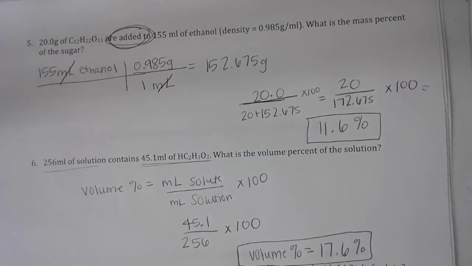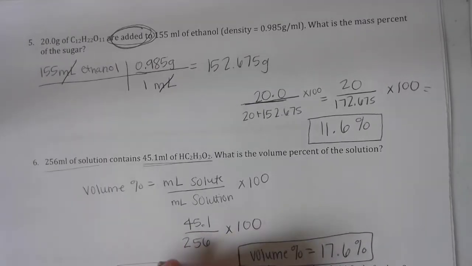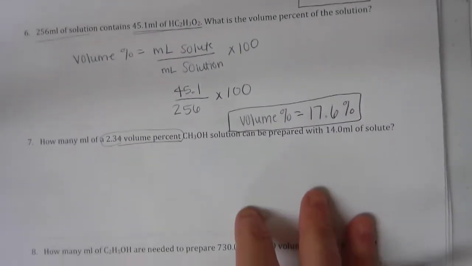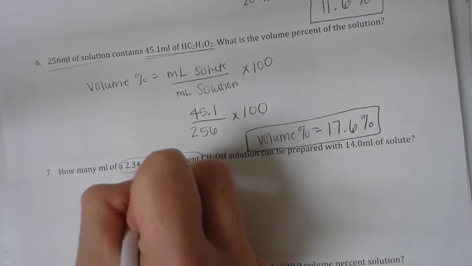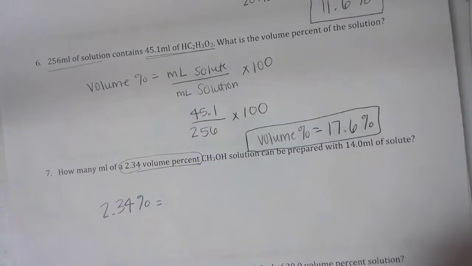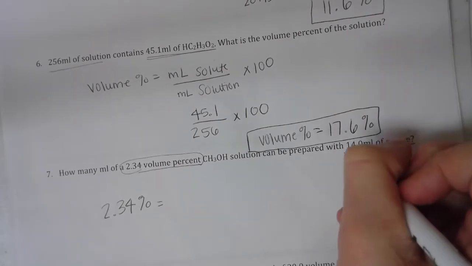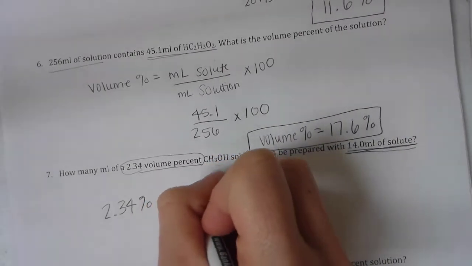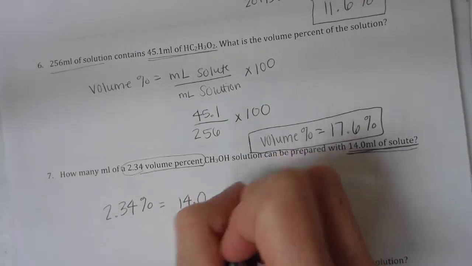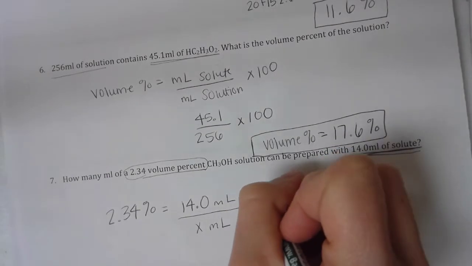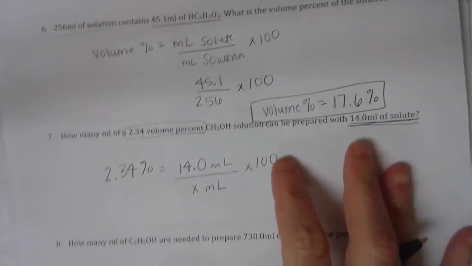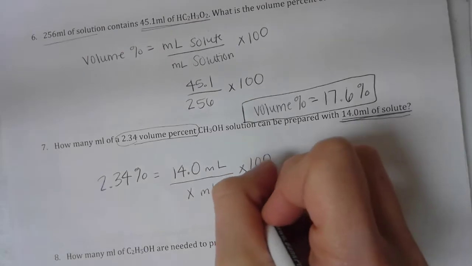Alright, so the next one, same formula, we see volume percent, but this time they actually give me the volume percent. So I'm going to plug that in for number 7. We have 2.34% equals 14.0, which is my solute, so that goes on top, and I'm looking for my milliliters of solution. Remember that it's times 100 over here, so to get rid of your times 100, we divide both sides by 100.